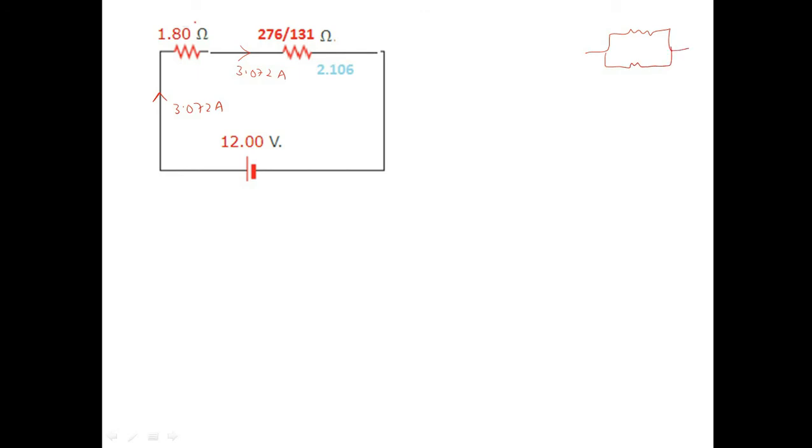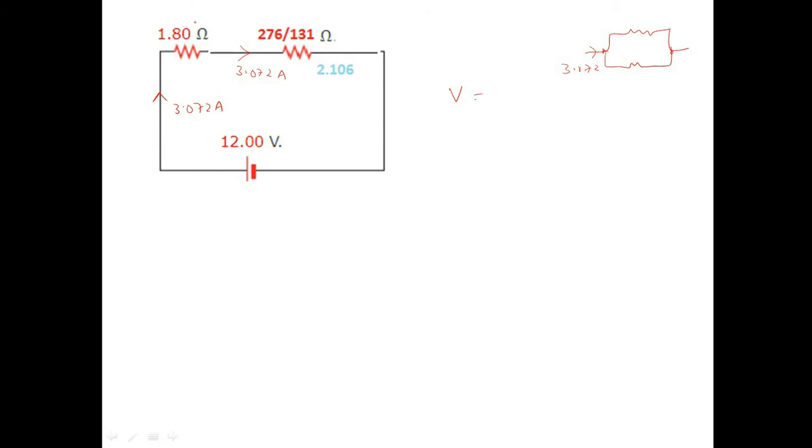The same current coming here, 3.072 amperes, will not flow through both of them because they are in parallel. In parallel, the current is not constant through them. So we have to find the voltage across both of them to find the current through them. So we have to find the voltage across this 276/131 ohm resistor.